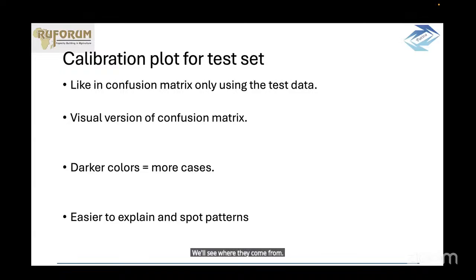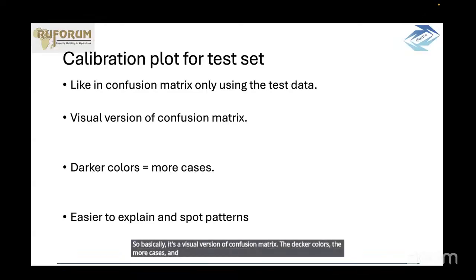So the calibration plot for test sets. This is basically like a confusion matrix, but it's always using test data sets. So basically, it's a visual version of the confusion matrix. The darker the color, the more cases, and it's easier to explain, like when I explained the heat map.